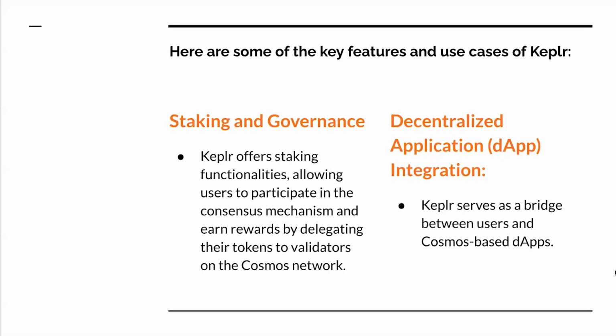And the fourth one is decentralized application integration. Keplr acts as a bridge connecting users to decentralized applications built on the Cosmos network. Through its user-friendly interface, Keplr enables seamless interaction with Cosmos-based dApps, granting users access to a wide range of features, including token swap, lending platforms, decentralized exchange, and other functionalities.